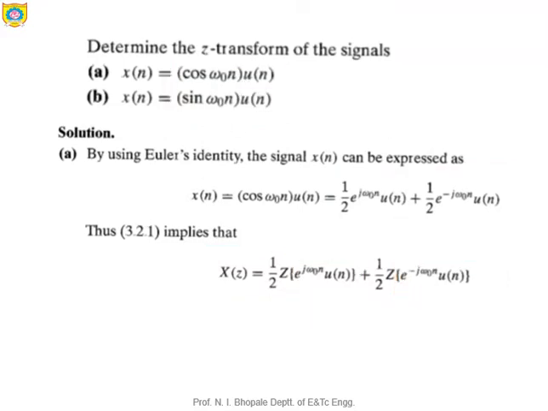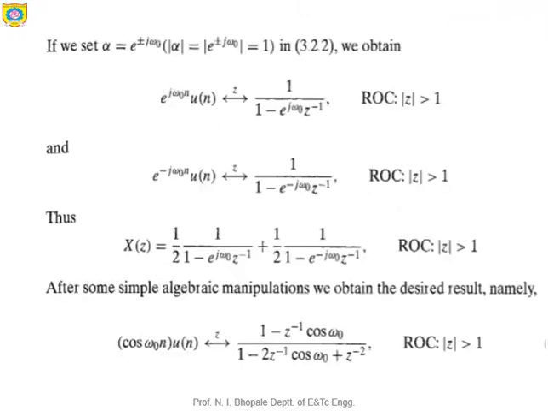Once we have this, let's separate out the terms so as to get the Z transform. Alpha here is nothing but e raised to plus or minus j omega 0. It means the mod of alpha is nothing but e raised to plus or minus j omega 0, and its mod.